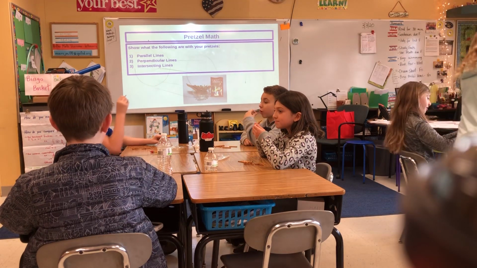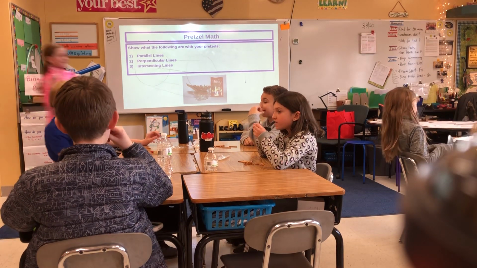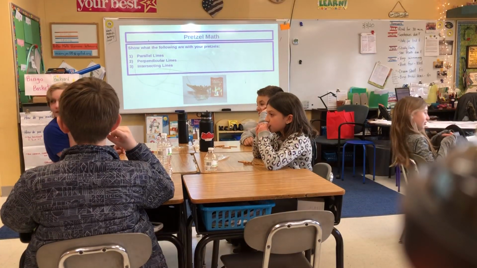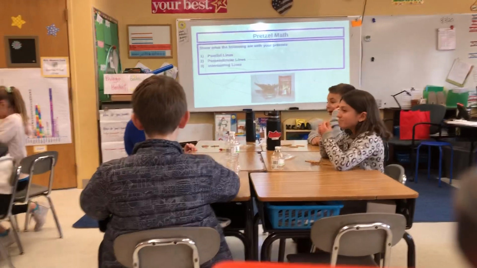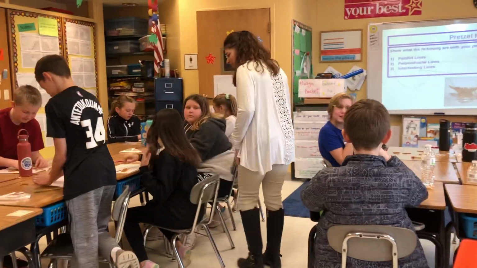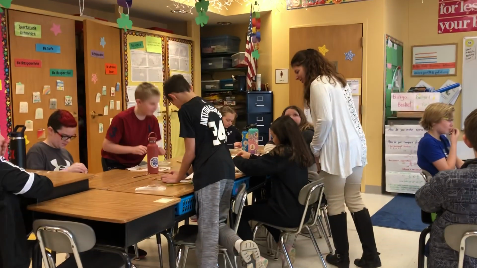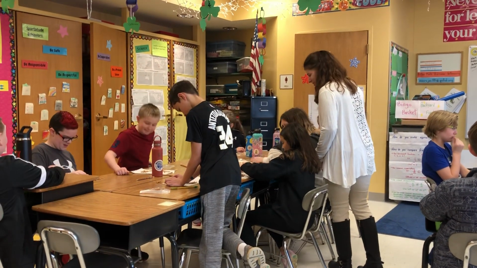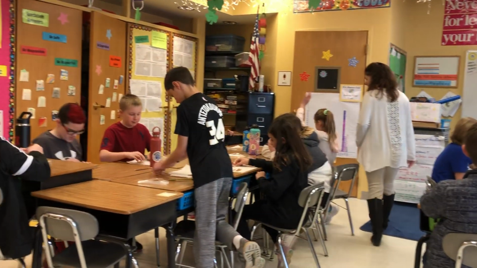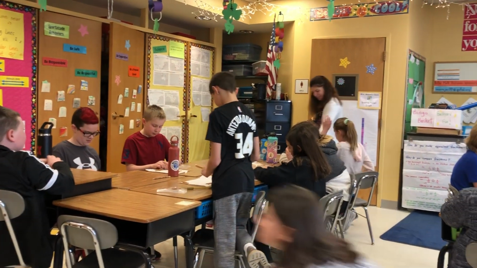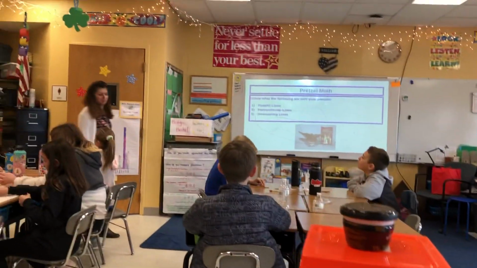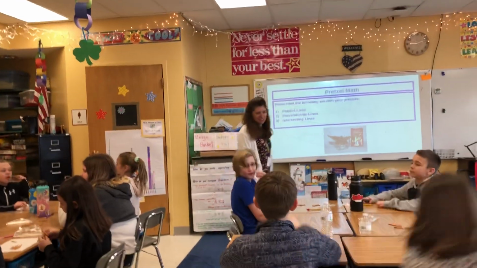So perpendicular has what kind of angle? 90 degrees. Circle an arc. Right angle. Oh, I like yours. That's nice. Good job. Very good.